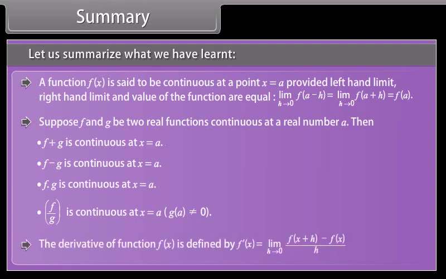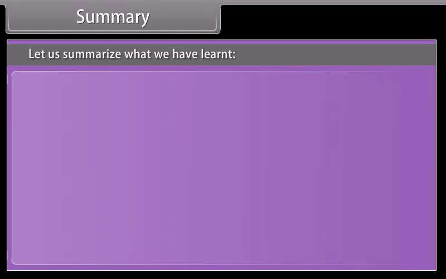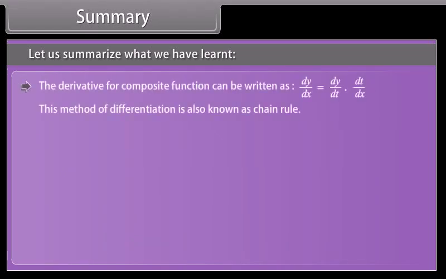The derivative of function f of x is defined by f dash x is equal to limit h approaches 0 of f of x plus h minus f of x divided by h. The derivative of composite function can be written as d by dx of y is equal to d by dt of y into d by dx of t. This method of differentiation is also known as chain rule.